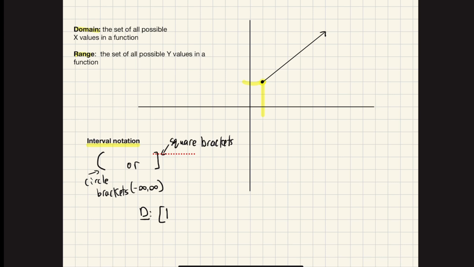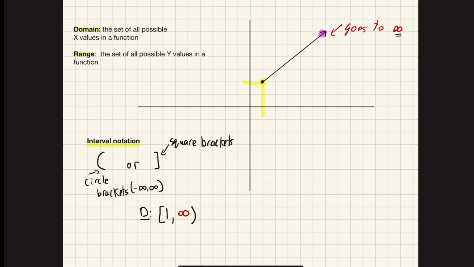So we're going to put a 1, and then we're going to put the highest x value on the graph. Now here, that arrowhead tells us that it actually goes to infinity. And so infinity would actually be the highest value. So I'm going to write infinity here. And it's a positive infinity because it's to the right. But infinity is not an included point. So we're going to close this off with a circle bracket.